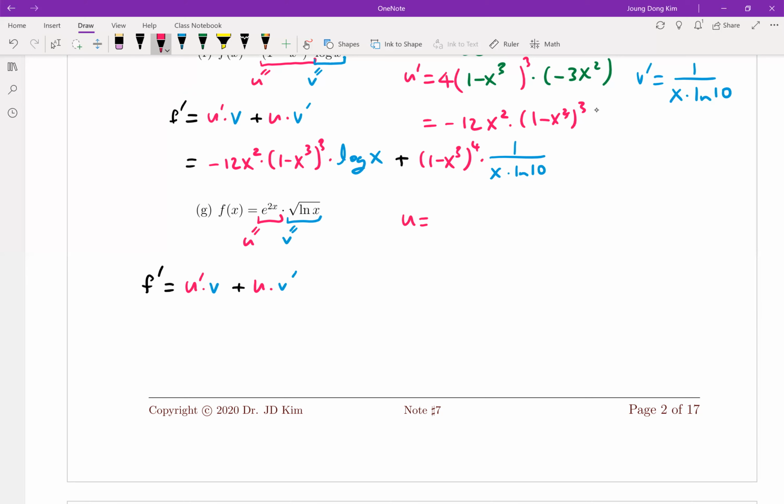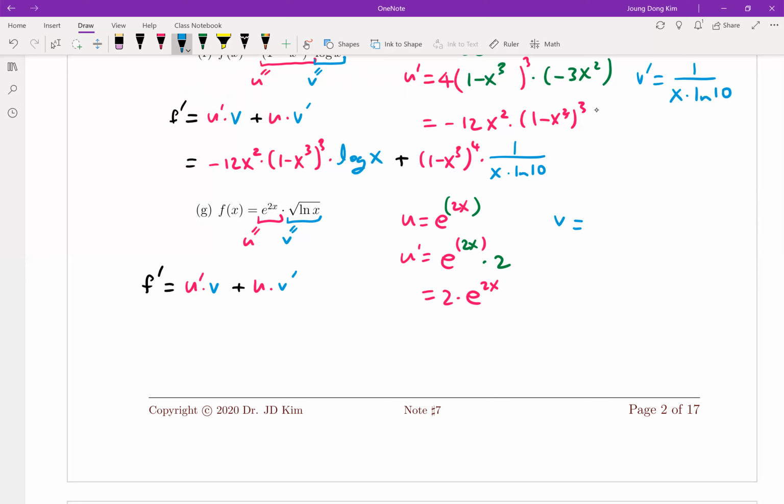U is e to the 2x, but keep in mind this is not simply an exponential function, but a two-layer function. So u prime equals e to this guy. You know why I pause here, right? We're going to write the second layer function, then you have to multiply that number. Then we can rewrite this one as 2 times e to the 2x. That's it.